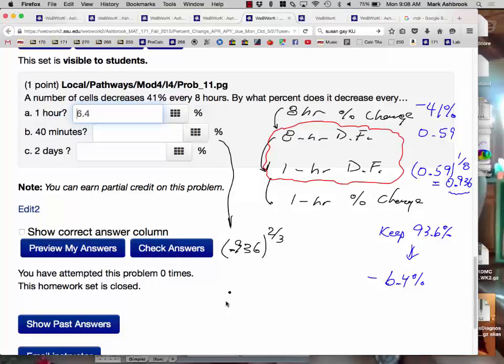And then for part C, 0.936 to the, so 2 days is how many hours? So these would be your decay factors for B and C in order to get the percent change. So from that, you'd have to get percent decrease and percent decrease. Okay, any questions on this example?